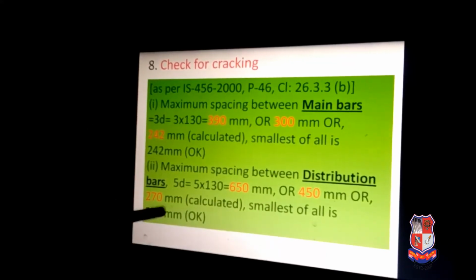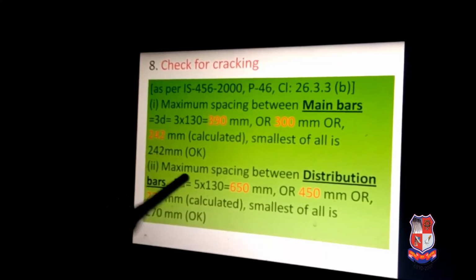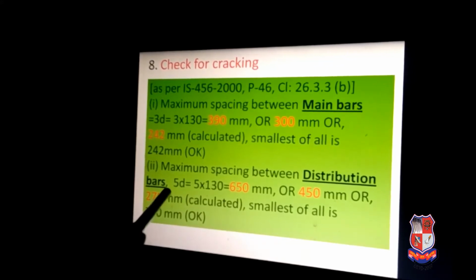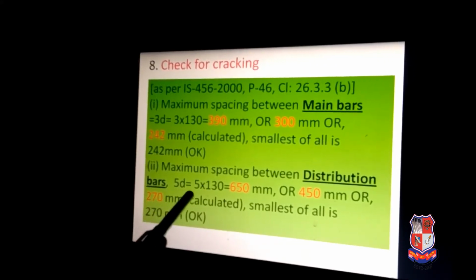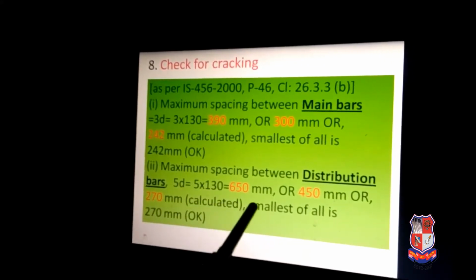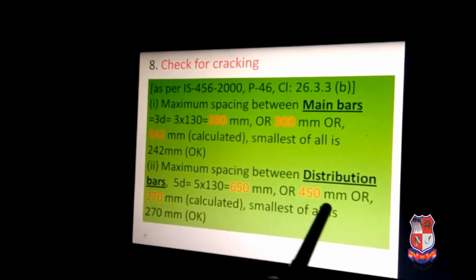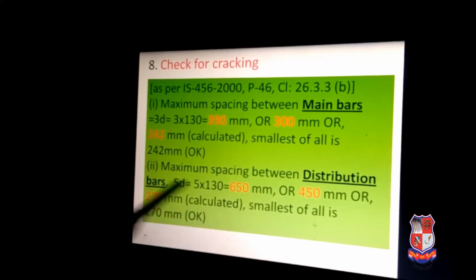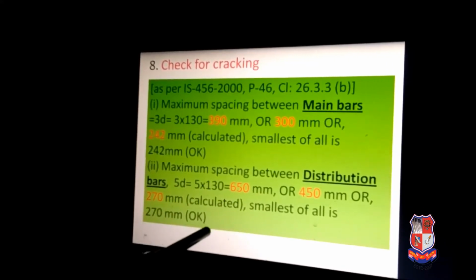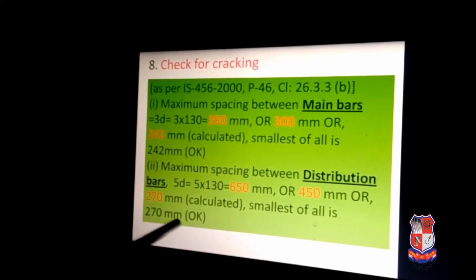The second category is the maximum spacing between distribution bars, which is equal to 5D as per the IS code. 5 into 130, that is 650 millimeter, or maximum allowed 450 millimeter, or the calculated value is 270 millimeter. So the smallest of these three is 270 millimeter. So we'll provide this 270 mm.